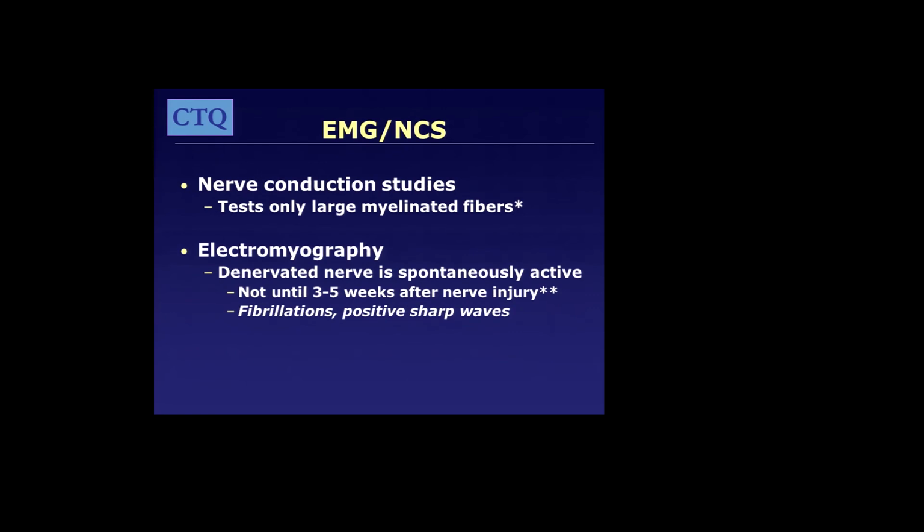Nerve conduction studies test only the large myelinated fibers. EMGs are based on the spontaneously active findings in denervated muscle, but again, this appears generally after about 3 weeks after the injury. For acute nerve injuries, you'll see fibrillations and sharp waves on the EMGs.